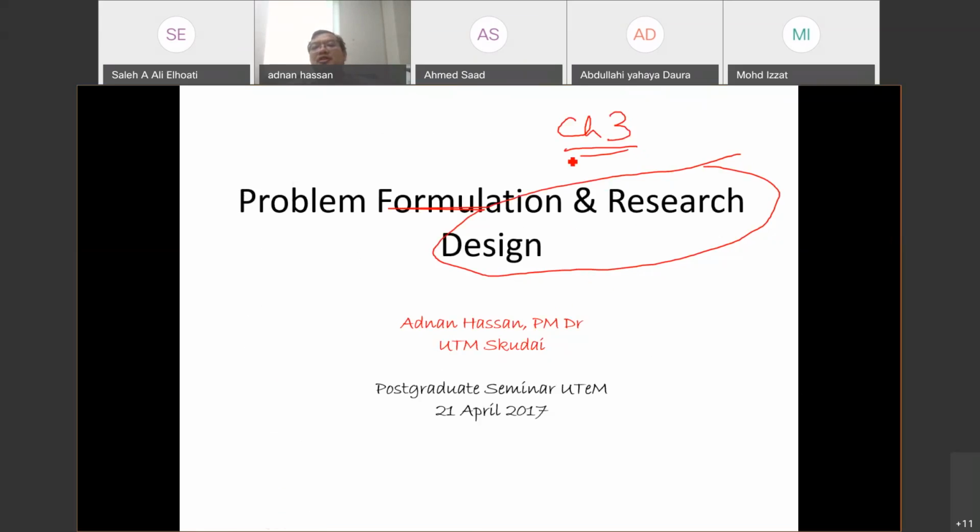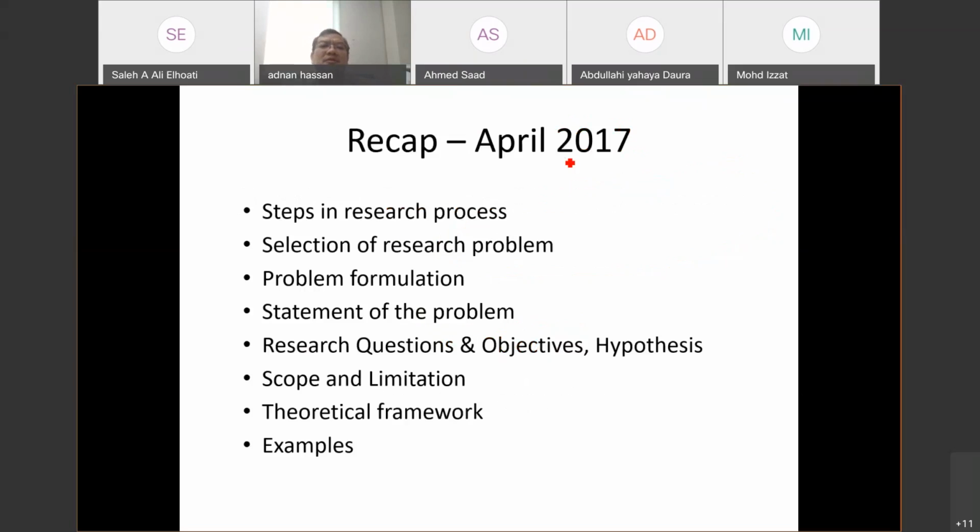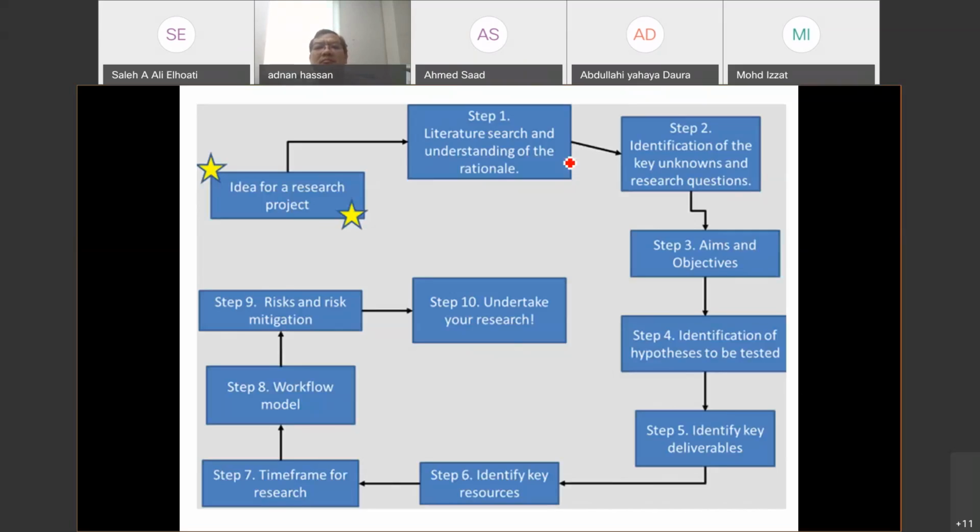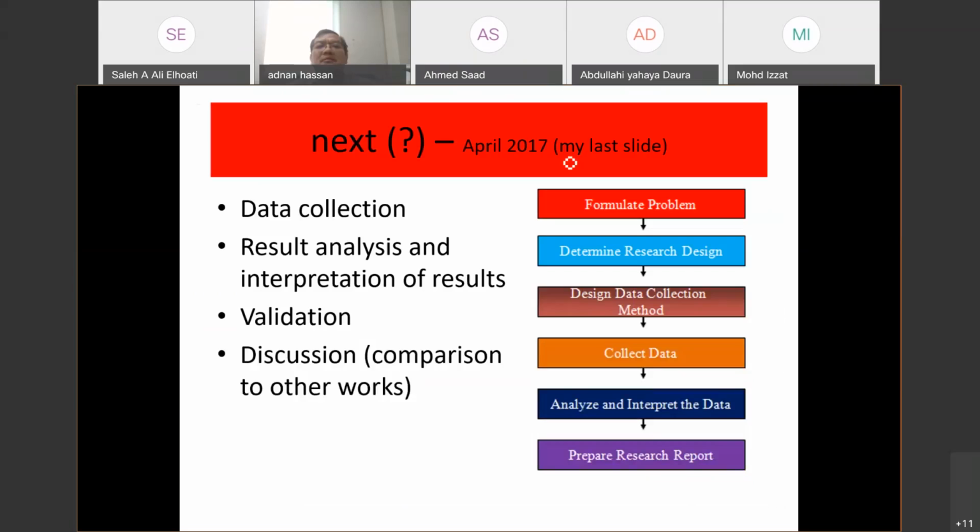Okay, assuming that you have done the literature review, now you want to design your own research. You want to plan your own research. I think all these steps you have done before. So we are talking now about data collection: how to collect data, how to analyze and interpret data, how to ensure validation of your data. And then of course the result discussion.